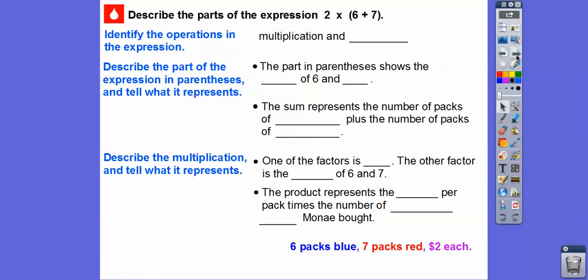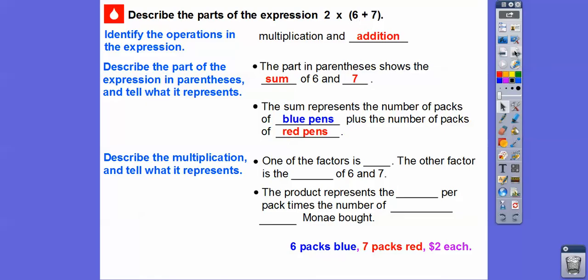So let's go ahead and identify the operations used in this expression. So I see a multiplication here and I see an addition right here. And describe the part of the expression in the parentheses right here. Okay, so the part in the parentheses shows that there's a plus sign. So the magic word for plus is sum. So the sum of 6 and 7 right there. Okay, and so the sum represents the number of packs of, remember, blue pens and then red pens right here. So blue pens and red pens.